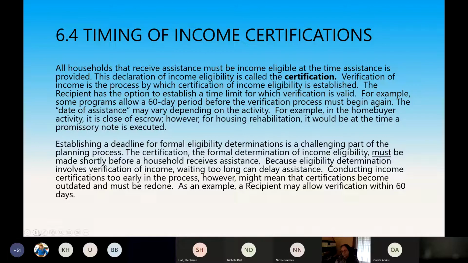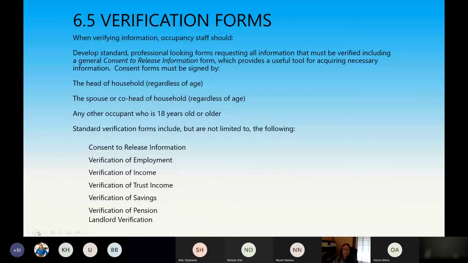So, as an example, a recipient could allow verification within 60 days. So just make sure you think long and hard about that. Don't let it be too long, so they don't say, were they eligible at the time? You did that 3 months out.